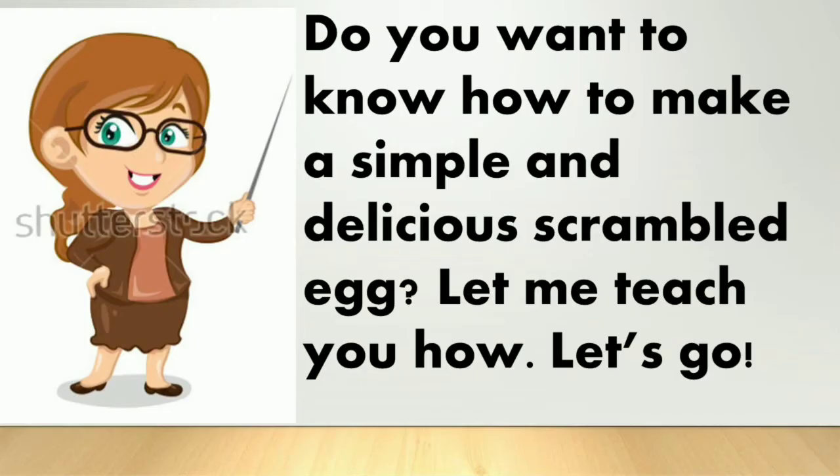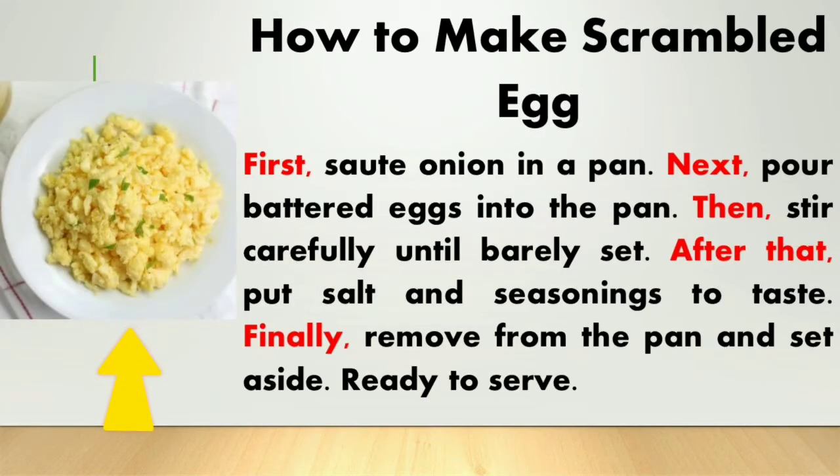Do you want to know how to make a simple delicious scrambled egg? Let me teach you how. Let's go! These are the steps to make a scrambled egg. First, saute onion in a pan. Next, pour beaten eggs into the pan. Then, stir carefully until barely set. After that, put salt and seasonings to taste. Finally, remove from the pan and set aside.